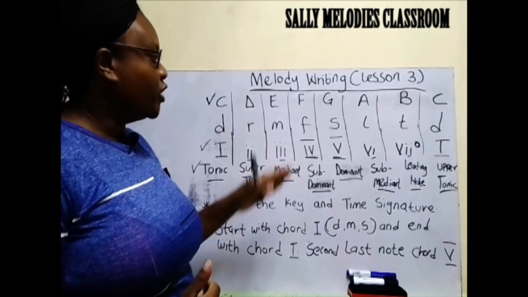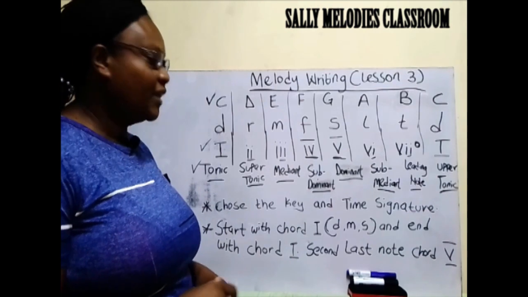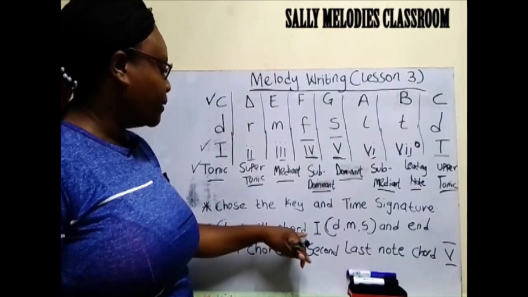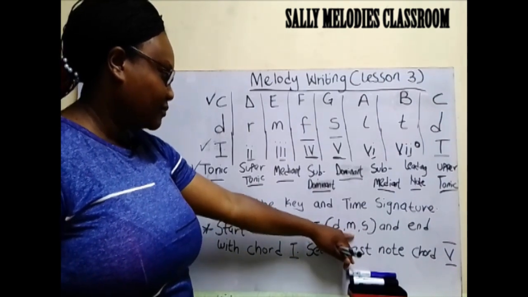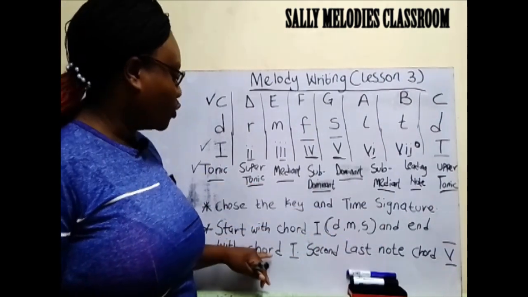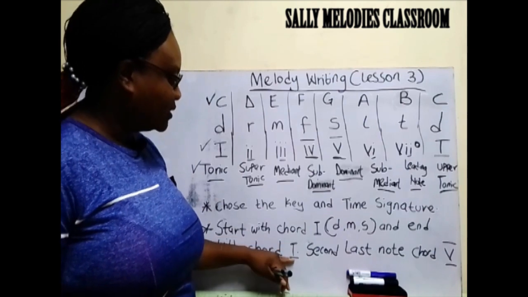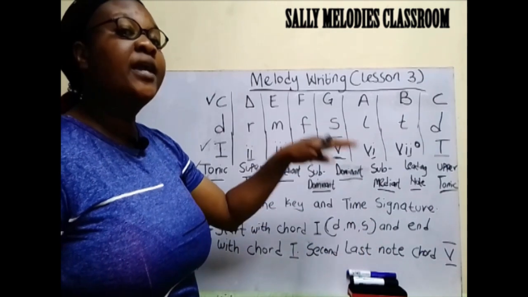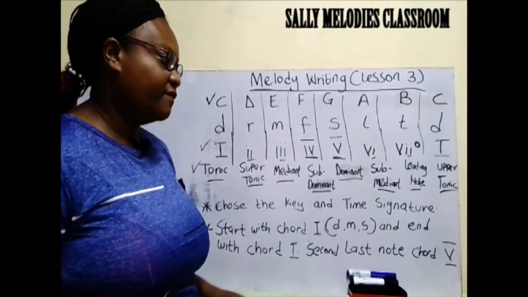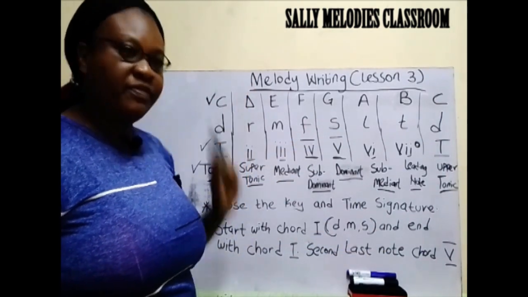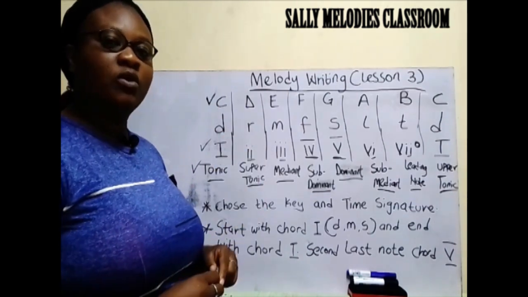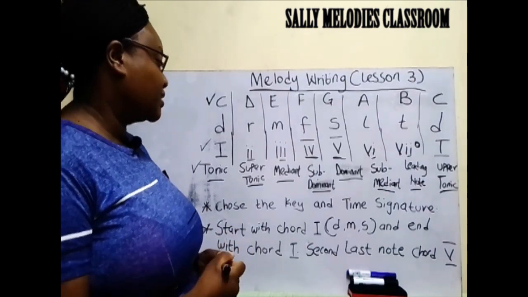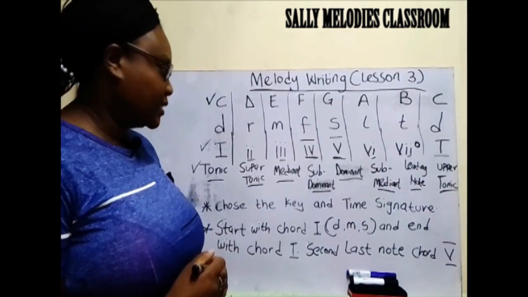And then we say that when you are writing your melody, there is another rule that you need to follow. You start with the members of chord 1 and end with members of chord 1. And then the second last note will be a member of chord 5. That is now down there as we finish our song at the final cadence or the perfect cadence. We are going to look at cadences.